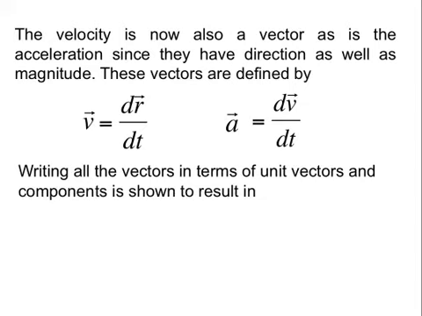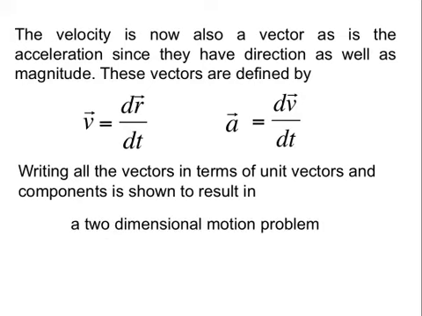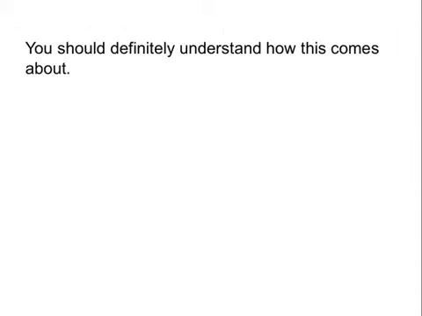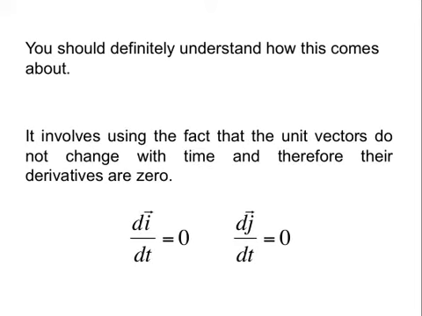Writing all vectors in terms of unit vectors and components is shown to result in a 2-dimensional motion problem just being a combination of 2 one-dimensional problems. You should definitely understand how this comes about. It involves using the fact that the unit vectors do not change with time, and therefore their derivatives are 0.